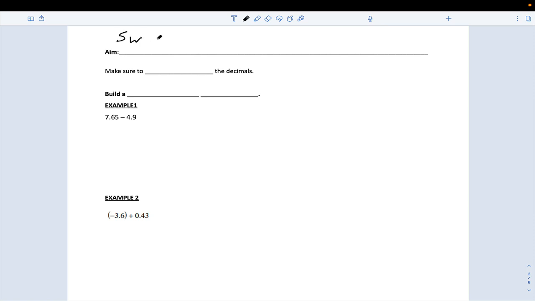Before we get to gold problem 11 or 12, we need to be fluent at adding, subtracting, multiplying, and dividing.